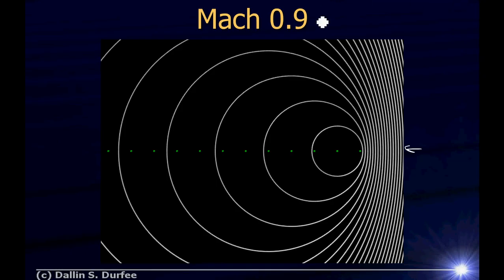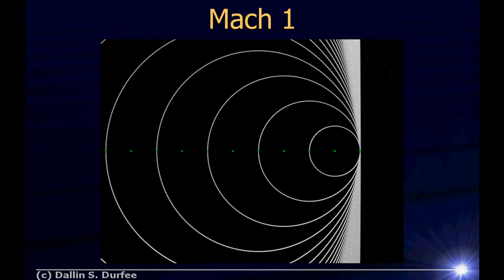This is a plot of what happens when you're traveling at 0.9 times the speed of sound, or Mach 0.9. What if you're moving at exactly the speed of sound? Well, what happens is, this ring was emitted when the plane was here, this ring was emitted when the plane was here. Right now the plane's right there, and the plane is traveling at the same speed as the wavefronts are, and so they all pile up in front of the plane.